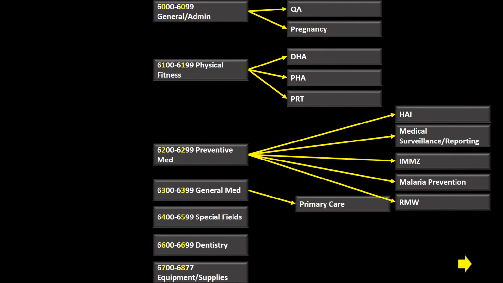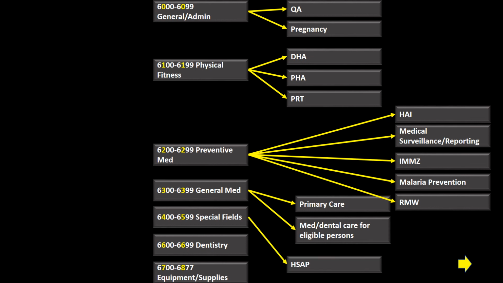For my 6300 from the bibliography, I had my primary care. From 6300 again, I had medical and dental care eligible personnel, and for my 6400, I had my HSAP program, and those are all the ones on the bibliography. And if there's anything else that's sticking in my mind just from reading from any reference within the coordinator manual, I'd go ahead and write them down real quick as well, what those instructions are, where they fell.